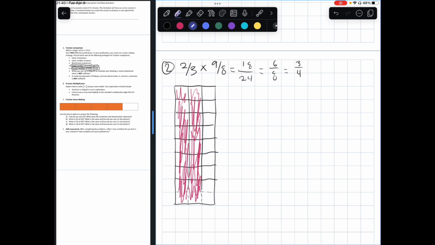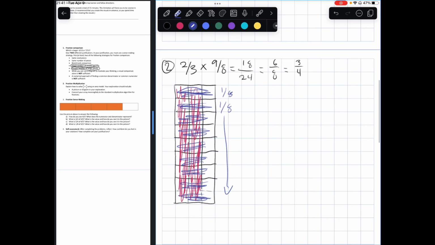And how we do that is we count how many eighths we need. This is an eighth, and this is an eighth, and so on and so forth. So 1/8, 2/8, 3/8, 4/8, 5/8, 6/8, 7/8, 8/8, and 9/8. The whole row is filled in. And switch to another color.